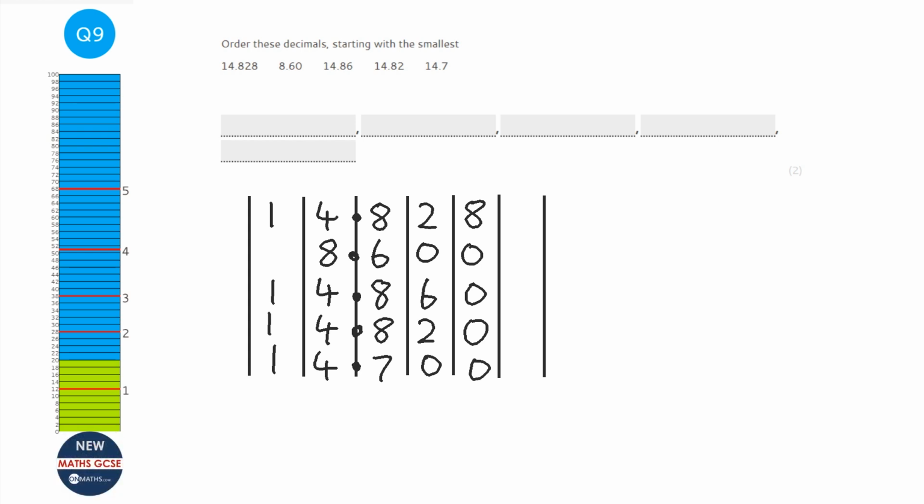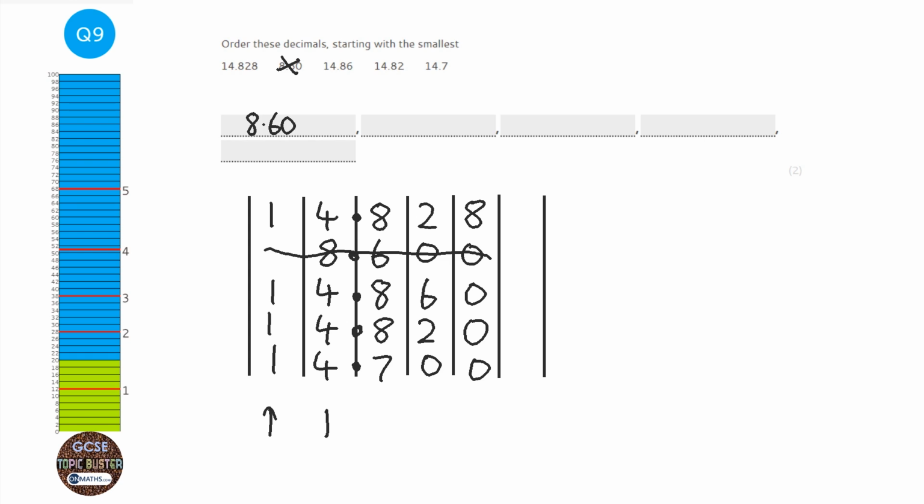Well, the smallest one's leaping out because if I just look at this column, there's only one number that has a 0 there, all the rest of them have 1. So the 8.60, and I have to put the 0 because that's how it's said in the question, is definitely the smallest. So we can cross that out. That's definitely the smallest. All the other ones are tied. They're all 1 in that column.